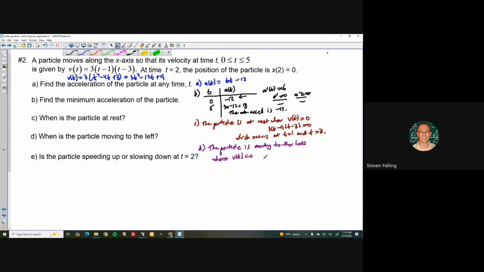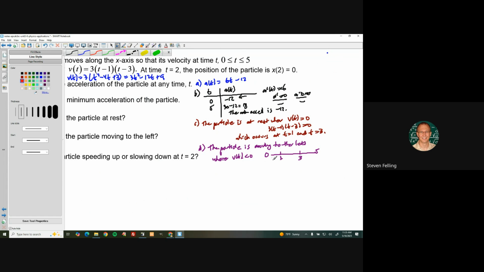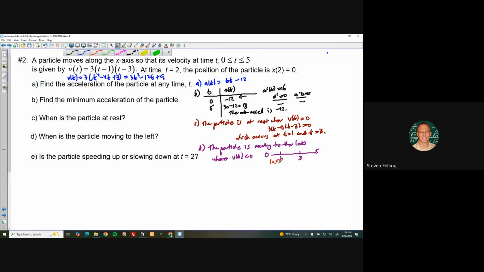Let's do the test value method. We could use a calculator, but let's try it this way. We know that this is at rest at 1 and at 3. So if I test some values here, like let's test 0.5, 2, and 4. So if I find the velocity at 0.5, I'm using this equation here. This is going to be a positive for the 3. If I plug in 0.5 there, I get a negative. So that is greater than 0.